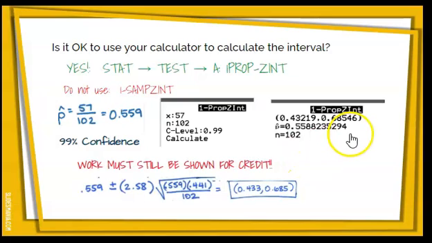Now, you still got to show work. Calculator's going to run all this mess right here for you, but you still got to show this kind of work right here. So I can see, what did you get for your Z-star value? What did you put in your formulas? And then the output comes right off the calculator.